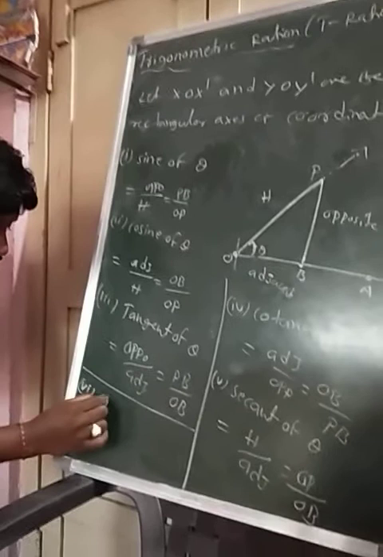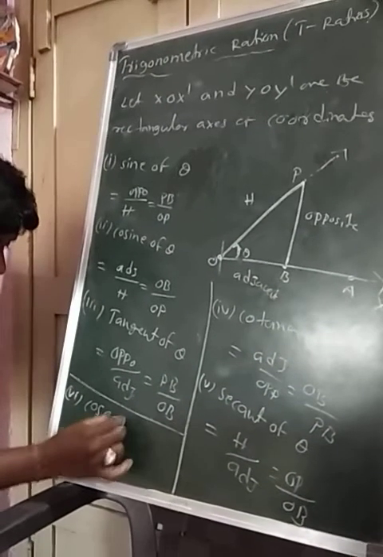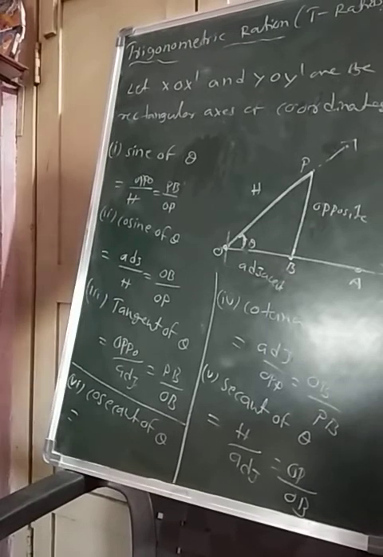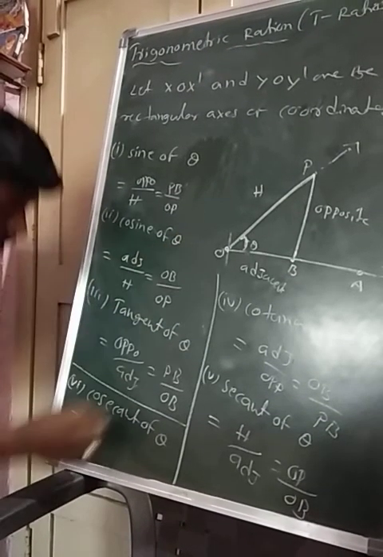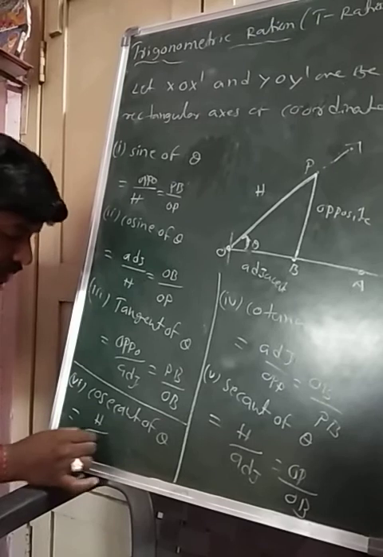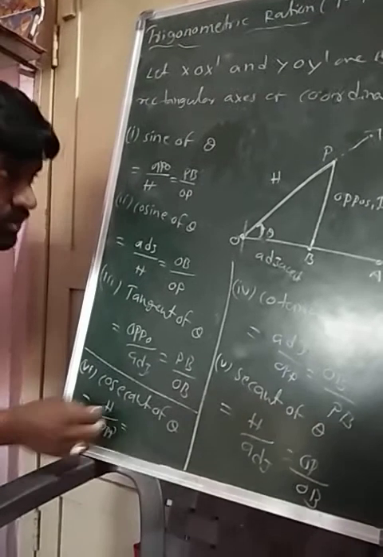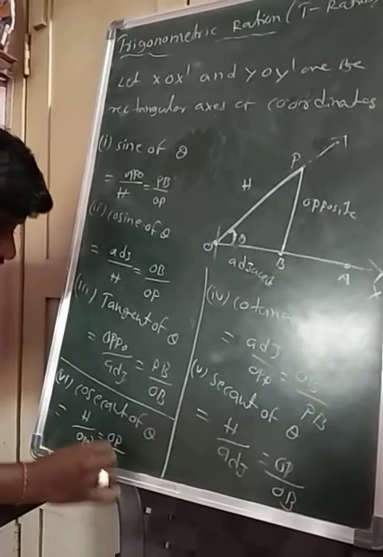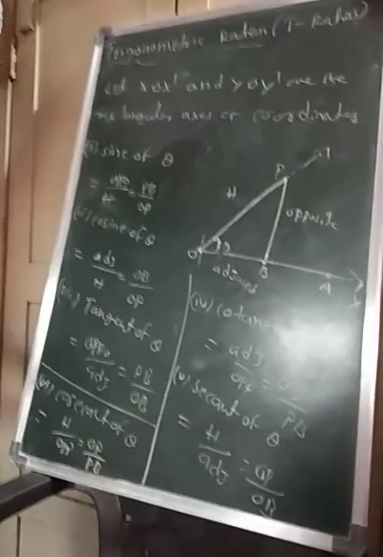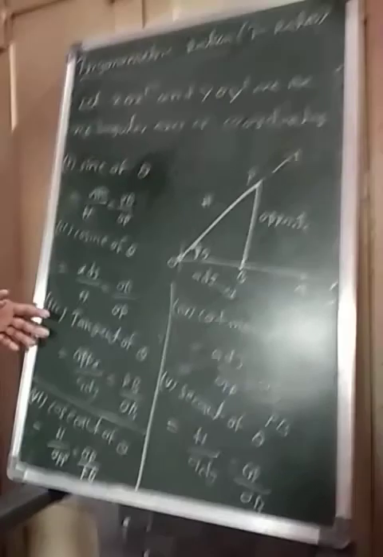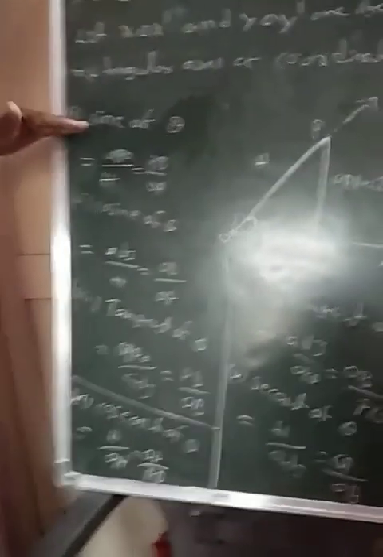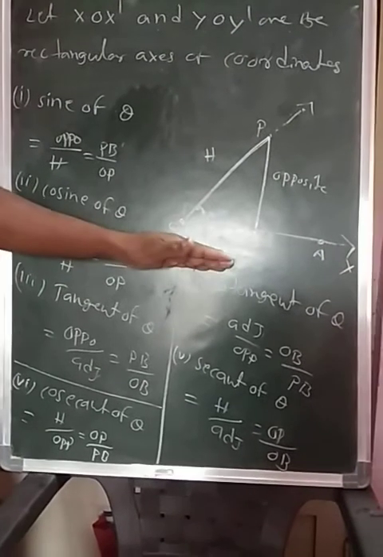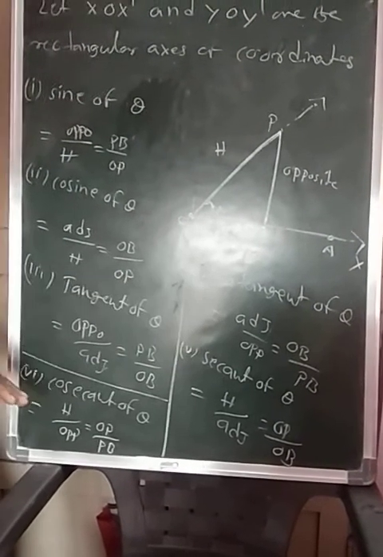Next, sixth one, that is cosecant of theta. Cosecant of theta means with respect to theta, hypotenuse by opposite side, that is OP by PB. Okay, students? So like this we define the trigonometric ratios: sine of theta, cosine of theta, tangent of theta, cotangent of theta, secant of theta, cosecant of theta.